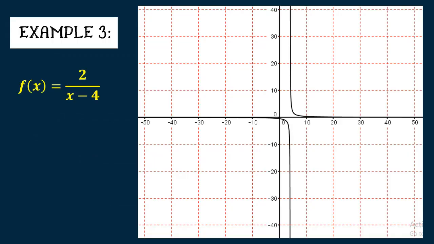If you will try to graph the given function, you will notice that the graph doesn't have an x-intercept, or simply it does not intersect the x-axis. Therefore, it doesn't have an x-intercept.